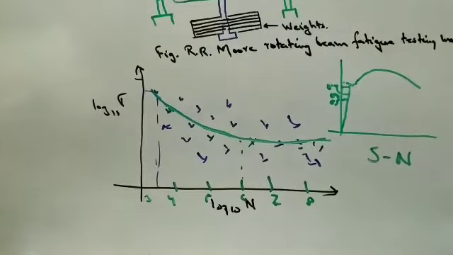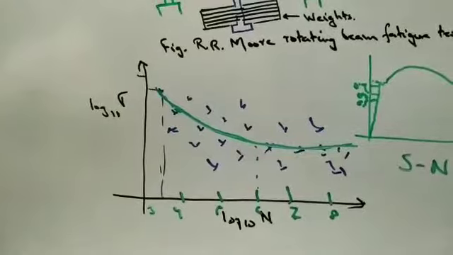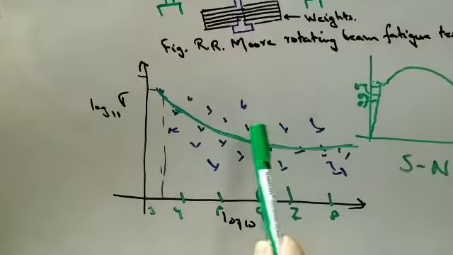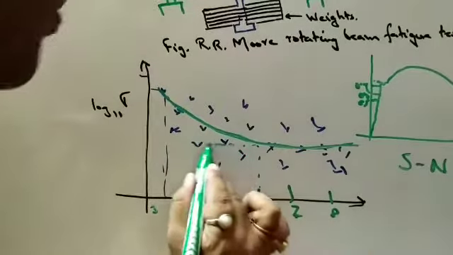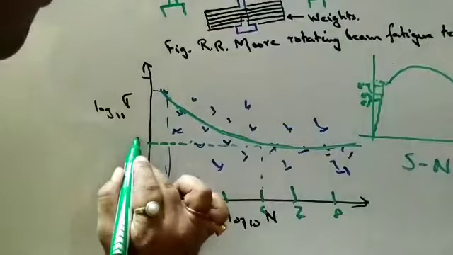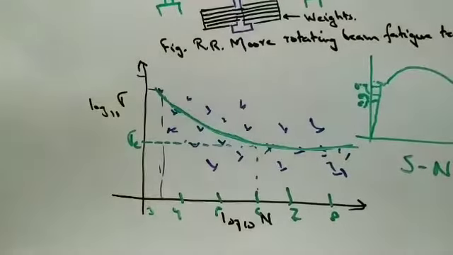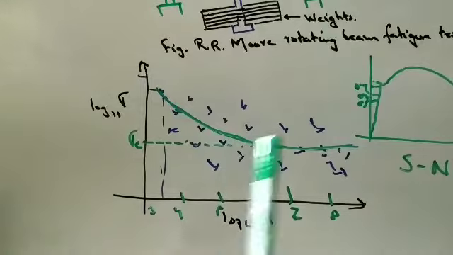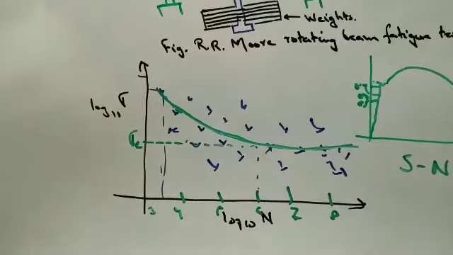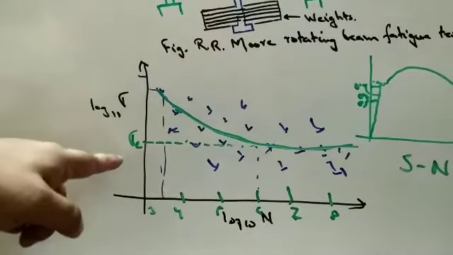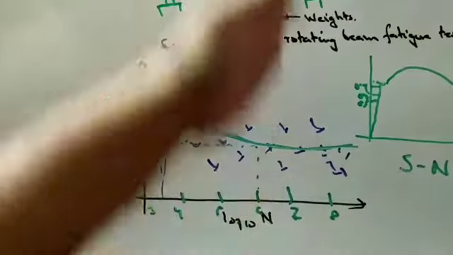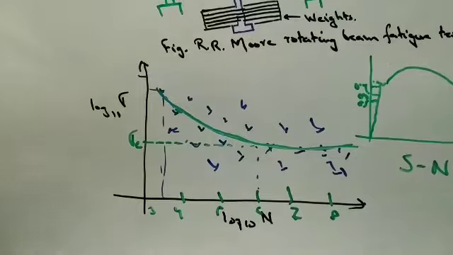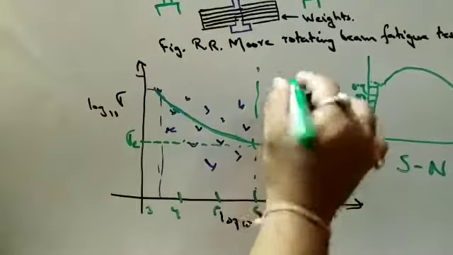An important observation is that after 10 to the power 6 cycles, the curve gets an asymptotic nature. Now see the value of this stress. After this, it indicates that after 10 to the power 6, a huge number of cycles, failure does not take place. So the material has achieved an infinite life. This portion has achieved an infinite life.